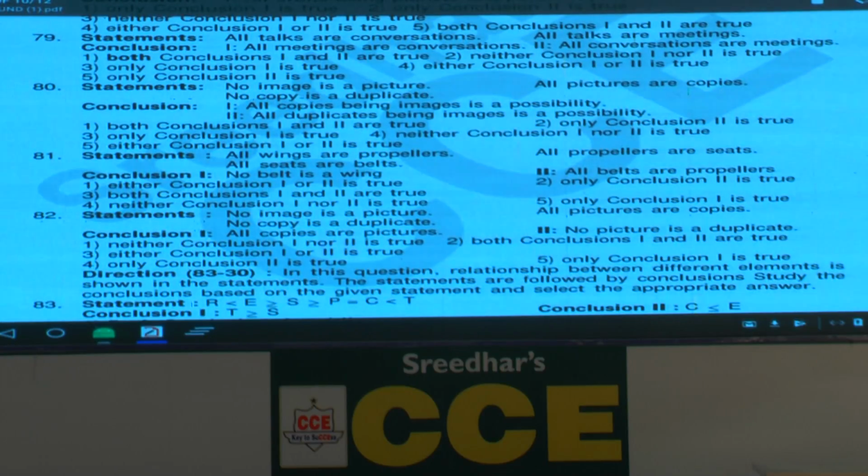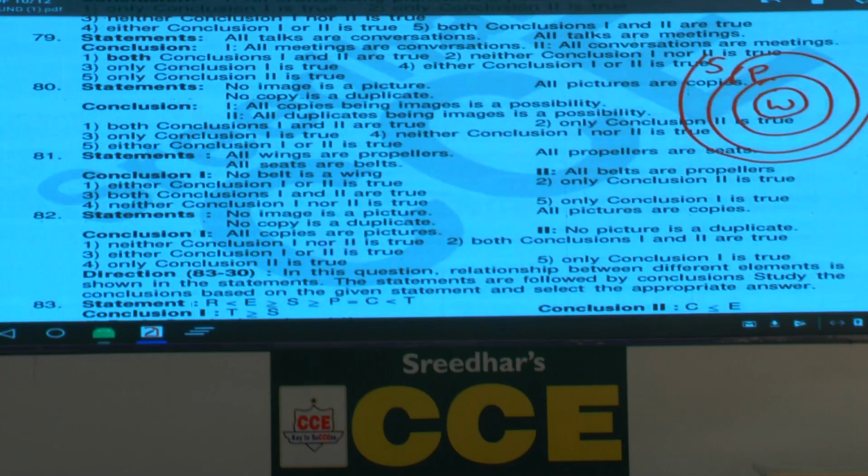Then 81, all wings are propellers. Now these are wings and these are propellers. All propellers are seats. And next one, all seats are belts. All these seats are what? All seats are belts. Now this is the basic diagram.